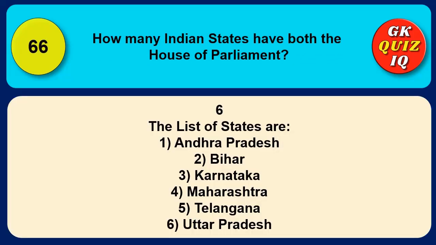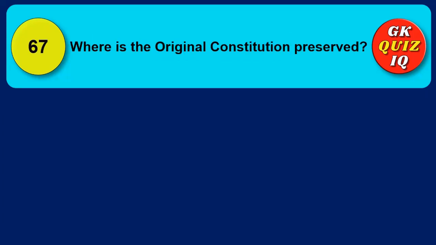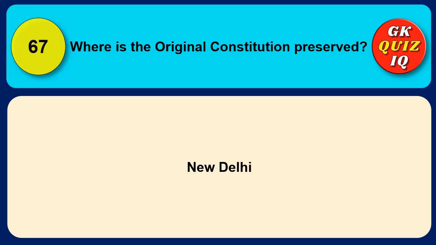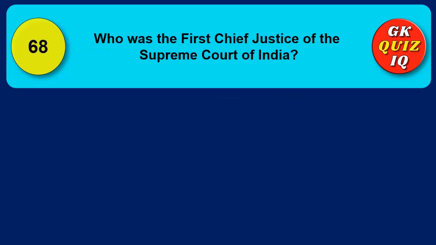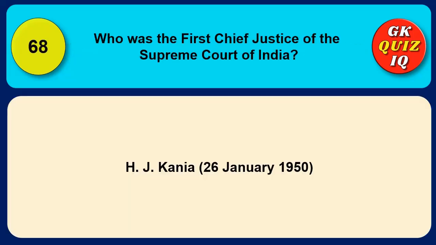How many Indian states have both the houses of parliament? 6. The list of states are Andhra Pradesh, Bihar, Karnataka, Maharashtra, Telangana and Uttar Pradesh. Where is the original constitution preserved? New Delhi. Who was the first Chief Justice of the Supreme Court of India? H.J. Kania.